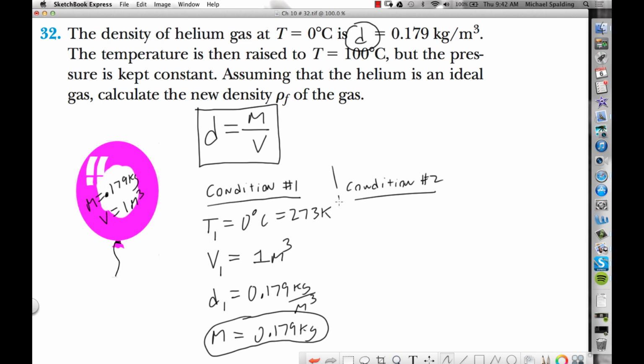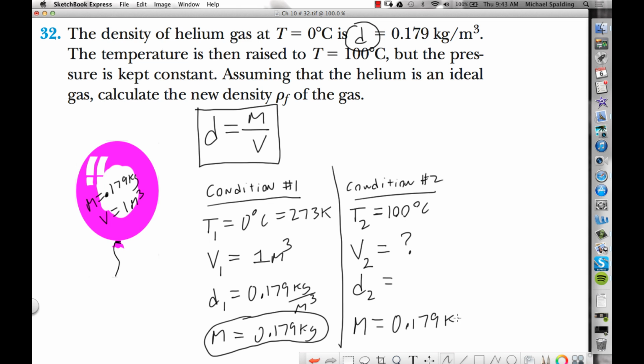Now, condition 2, what happens here is the balloon gets heated up to a temperature of 100 degrees Celsius. So look, is that change going to affect the mass? No, the mass of the helium is going to stay constant. Will that change of temperature affect the volume? Yeah. The balloon's going to get bigger, so we have to calculate what V2 is. Then we can calculate what D2 would be, the corresponding density. The mass of the helium stays the same.